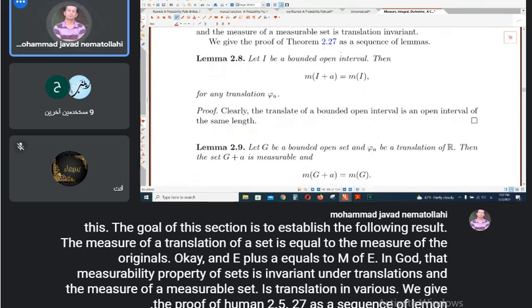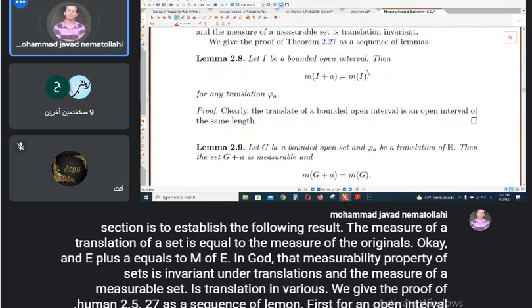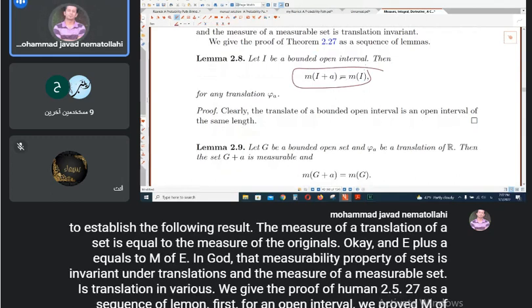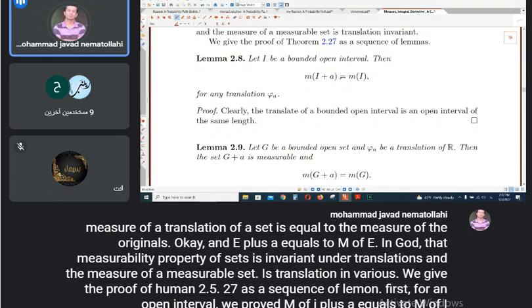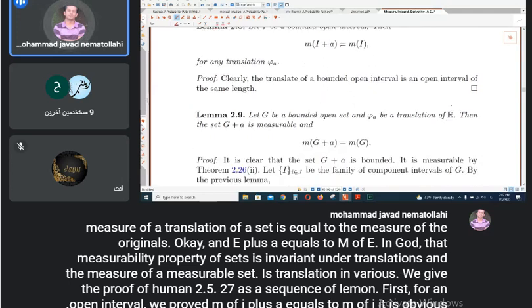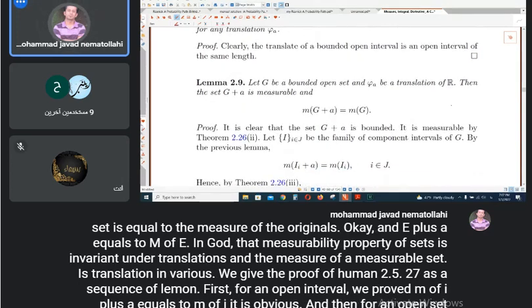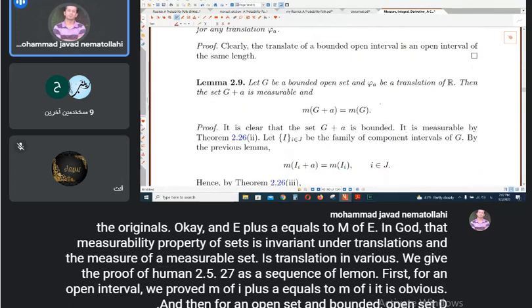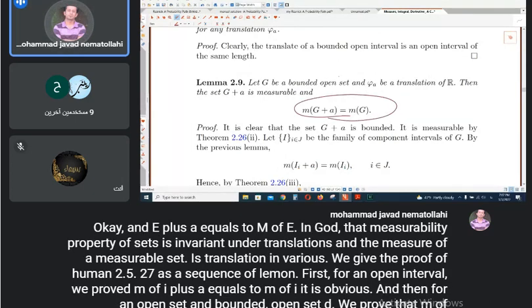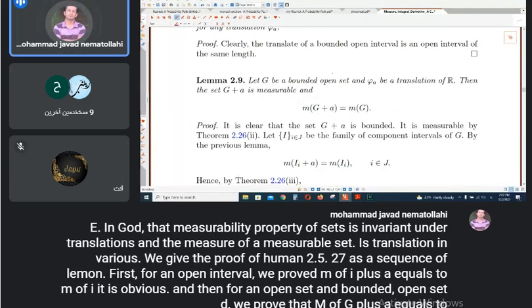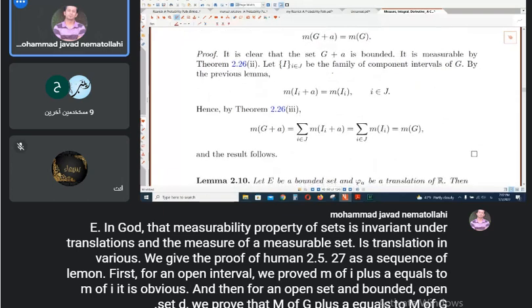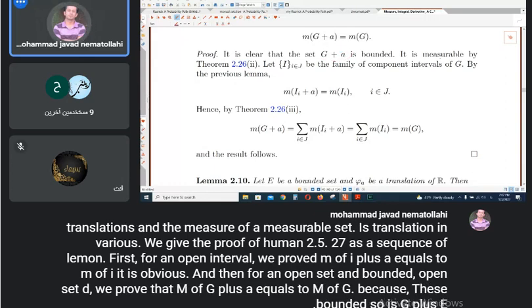First, for an open interval, we prove m(I + A) = m(I). It is obvious. And then for a bounded open set G, we prove that m(G + A) = m(G). Because G is bounded, so is G + A. It is measurable by Theorem 2.26 part 2.